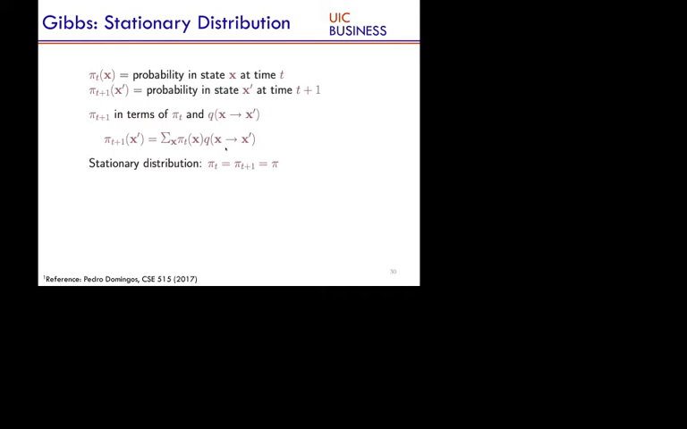The reason why I wanted to introduce this was to bring up the notion of stationary distribution. A stationary distribution is a distribution where pi t is equal to pi t plus 1. So there is no variation in the probability of being in a state over time. The probability of being in a state x at time t is the same as the probability of being in that state at time t plus 1. Some sort of equilibrium or steady state has been reached in that Markov chain.